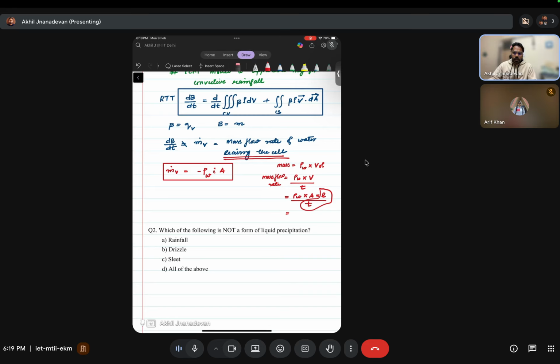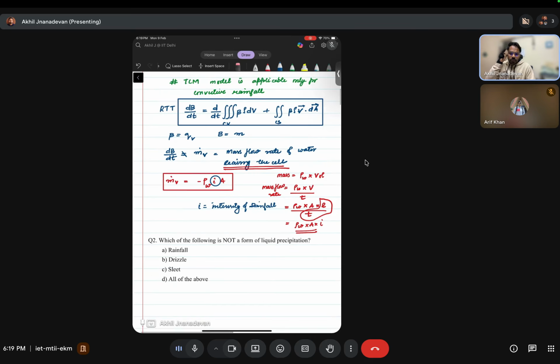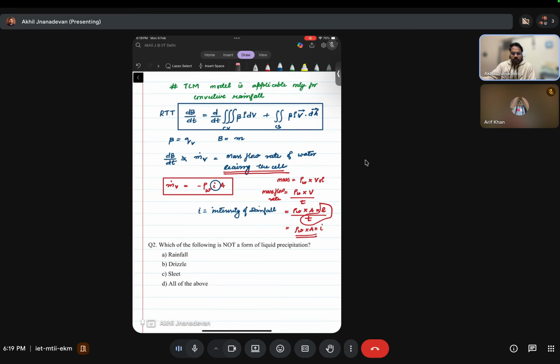Intensity is nothing but the rainfall happening per time. So there we can write area into I. So this is how we get this particular expression. And from this expression, we have a term which we want to derive, that is I. I is nothing but intensity of rainfall. If we apply this RTT theorem, our LHS has the term we are interested in, that is the intensity of the rainfall that will happen in the column, right?